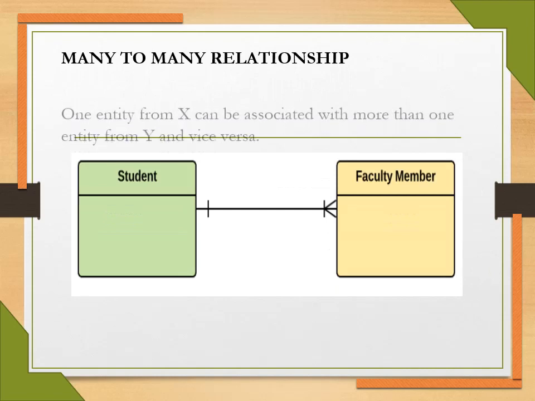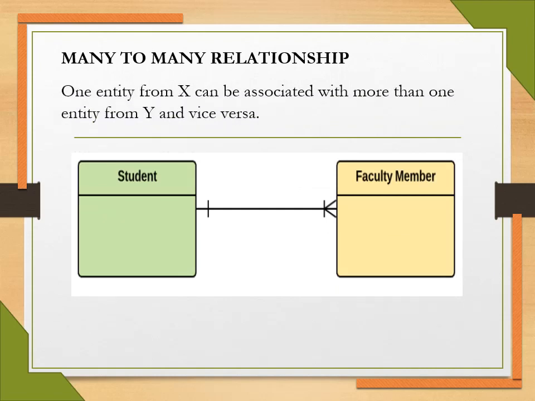Many-to-many relationship. One entity from X can be associated with more than one entity from Y and vice versa. For example, students as a group are associated with multiple faculty members, and faculty members can be associated with multiple students.